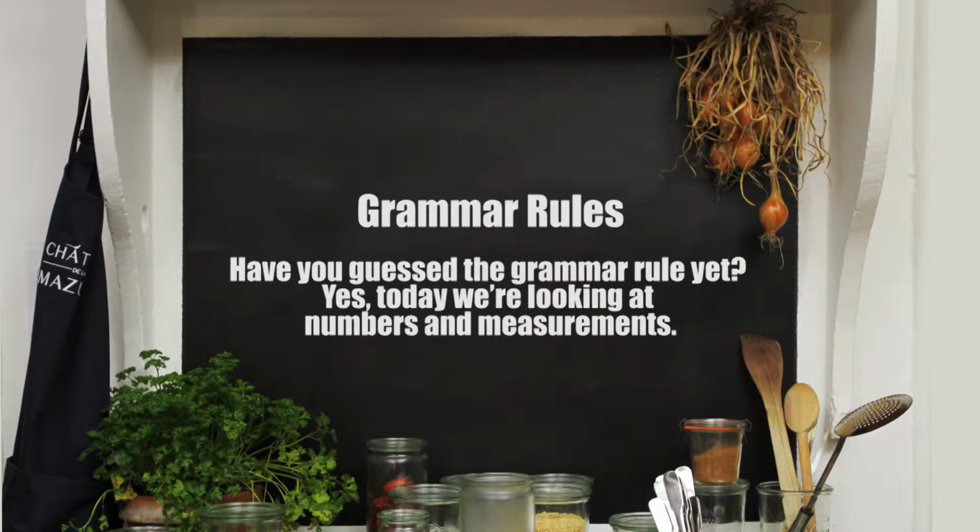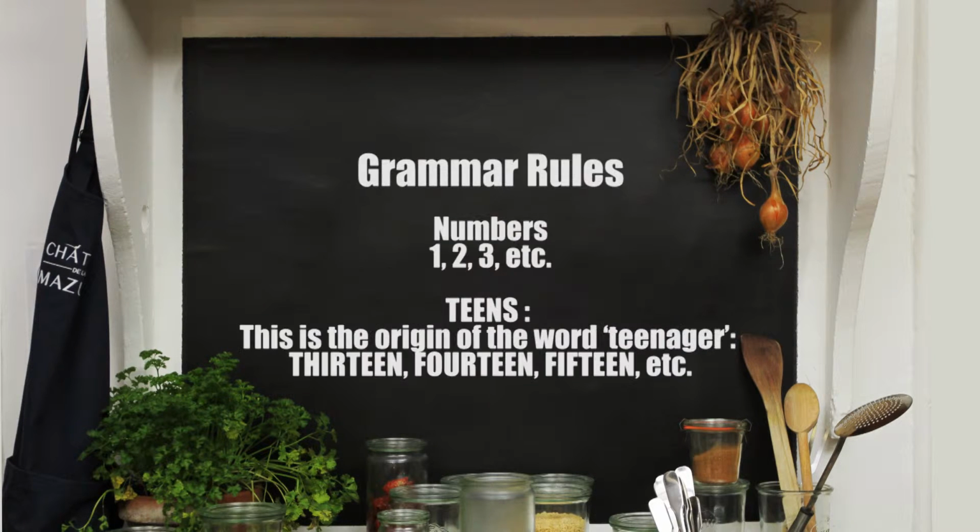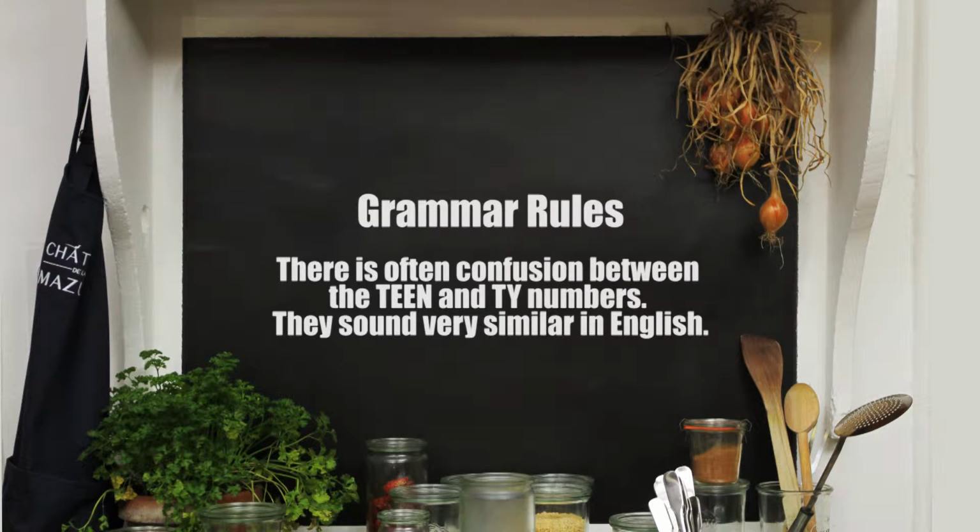Today's grammar rule. Have you guessed the grammar rule yet? Yes, today we're looking at numbers and measurements. Numbers. These are easy and straightforward in English. We have numbers 1, 2, 3, etc. We have the teens. This is the origin of the word teenager. 13, 14, 15, etc. There is often confusion between the teen numbers and the T numbers. They sound very similar in English.